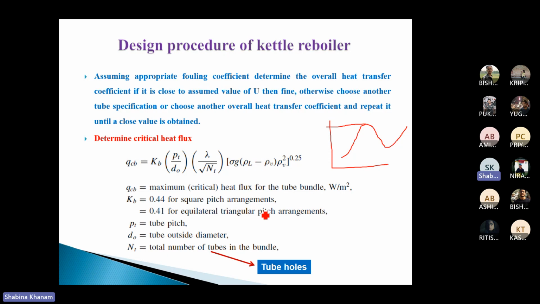Whatever Q you obtain, how will you obtain Q in your case? The heat duty by area. So the Q flux you obtain should be less than 70% of this maximum value. You need to calculate 70% of that, and whatever flux you are dealing with should be less than 70% of QCB. I hope it is clear. In that way, you can proceed with the design of the kettle reboiler.